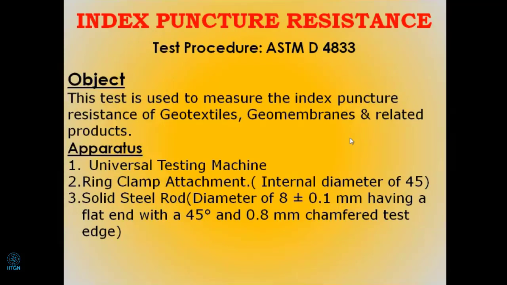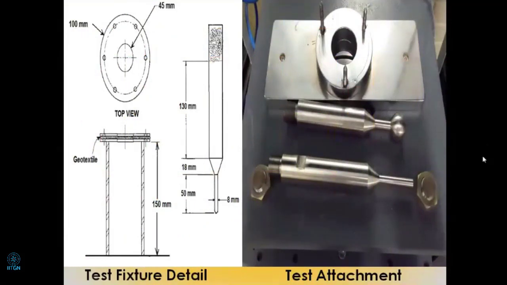Apparatus again is a UTM machine, and there is a clamp of internal dia of 45 mm, a solid steel rod of diameter 8 plus minus 0.1 mm. See, the permissible variation is only 0.1 mm with the 8 mm diameter. Having a flat end with a 45-degree angle as well as a 0.8 mm chamfered test edge. See, this is the dia and chamfered edge. So we have to maintain this kind of accuracy in the equipment as well as accessories. We have to check the dia as well as the chamfering, whether the particular 45-degree angle is there or not.